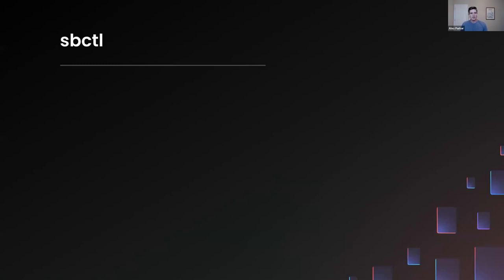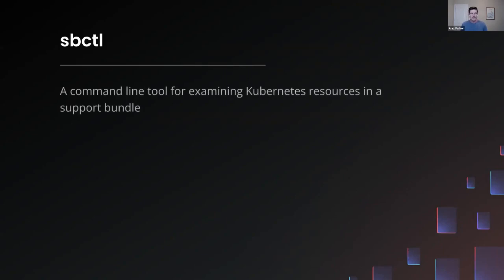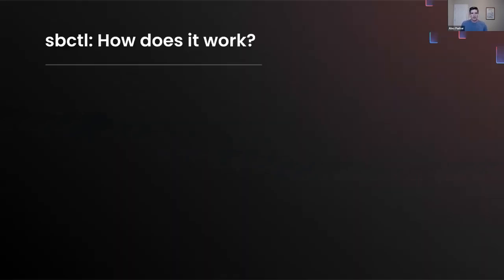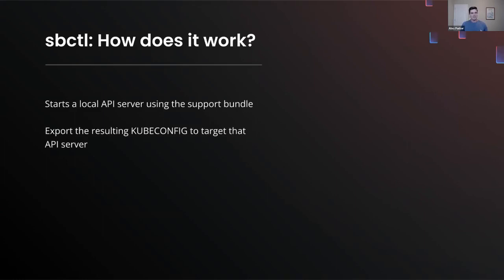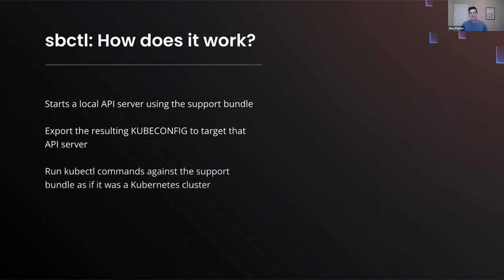So we came up with a tool called sbctl, or sbcontrol, that stands for support bundle control. It's a command line tool for examining Kubernetes resources in a support bundle. And here's a link to the GitHub repository. It's open on GitHub if you want to take a look at it. So how does this work? Well, basically, sbctl starts a local API server using the support bundle, and it gives you a kube config that you can export to target that API server. And then that enables you to run kubectl commands against the support bundle as if it was a Kubernetes cluster.